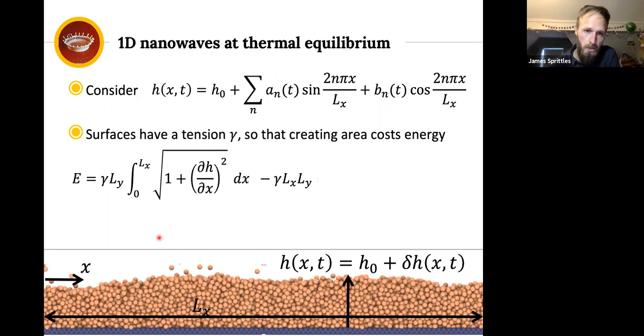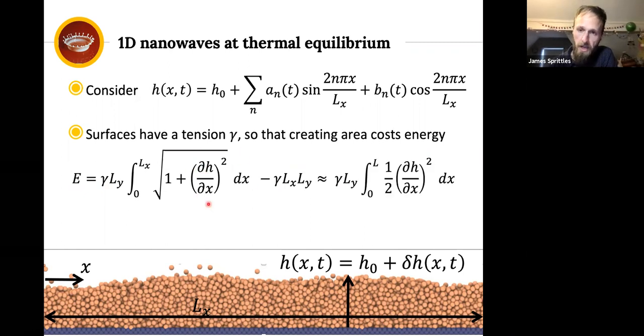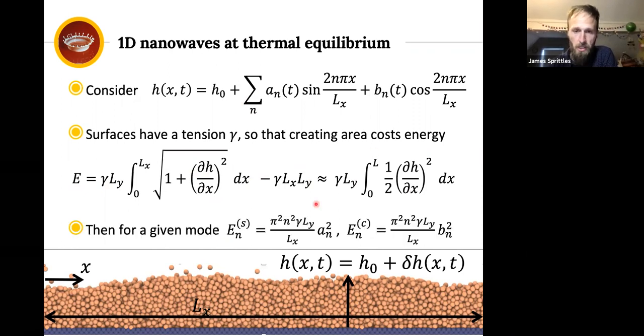Surfaces have tension, we know, so creating new area costs energy. And the energy is very easy to work out. It's simply the distance along this curve, which is essentially the integral of ds here, times the distance into the page, times the surface tension, minus the original energy from the flat interface; this is the extra energy in creating area. If we note that the perturbation is small, then we can Taylor expand. We simply substitute that in, and we find the energy associated with each of these modes. Here n is essentially like a wave number.